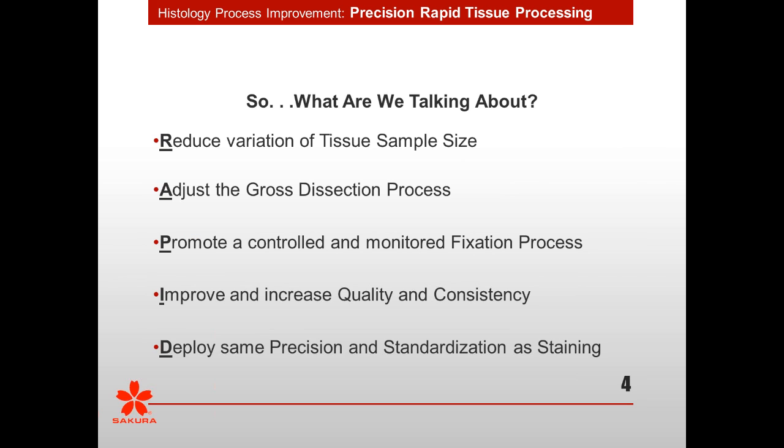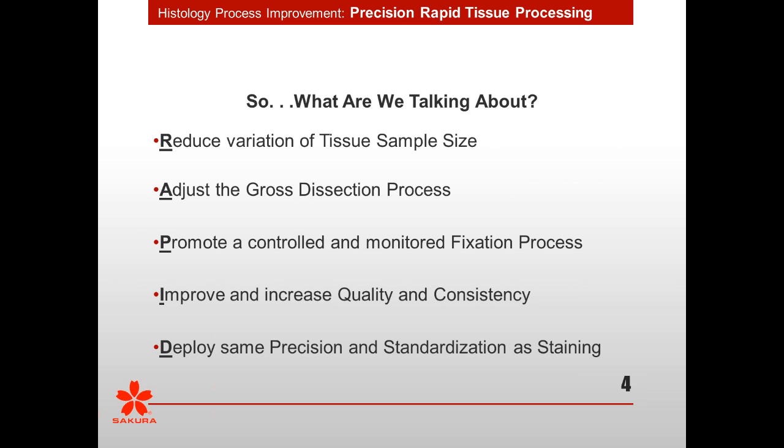So what are we talking about? It's real simple. We need to reduce the variation of our tissue sample size. Just because we have an almost 5 millimeter thick tissue cassette doesn't mean we have to have a piece of tissue sample that fills that tissue cassette. My desire would have been that as we developed that tissue cassette, maybe we could have made it a little thinner and we wouldn't have all this discussion now about reducing the tissue sample size. But you're looking at about 2 millimeters or less.